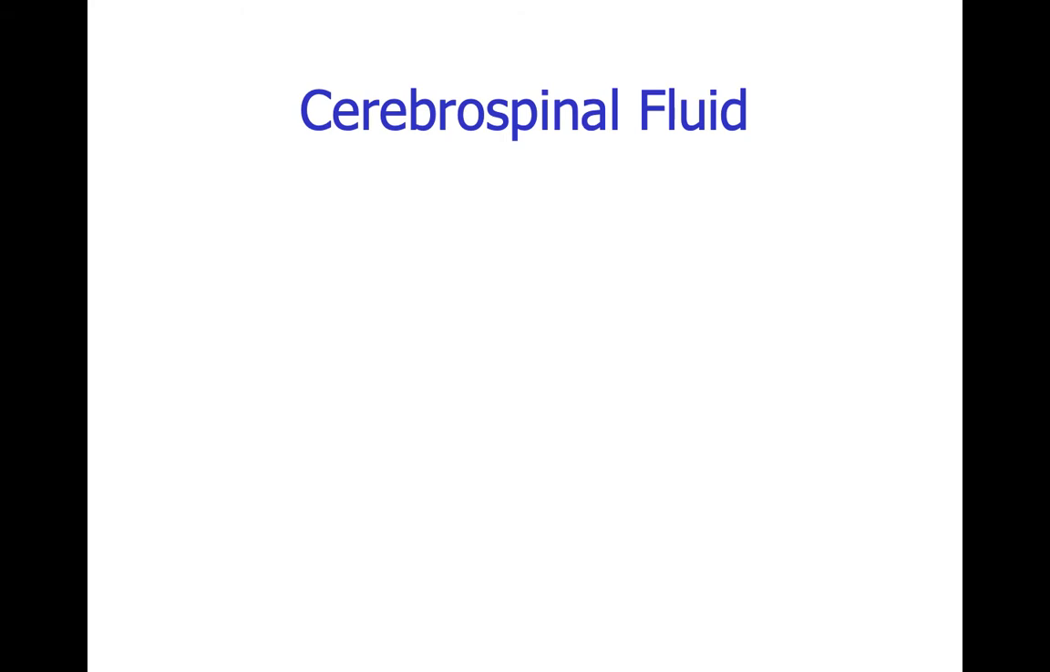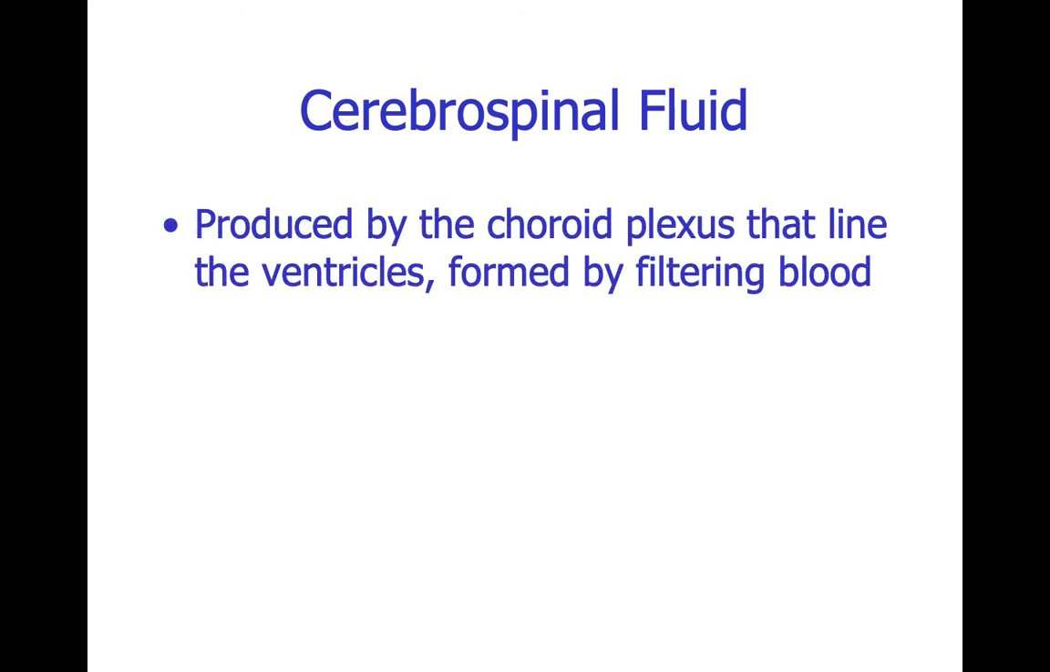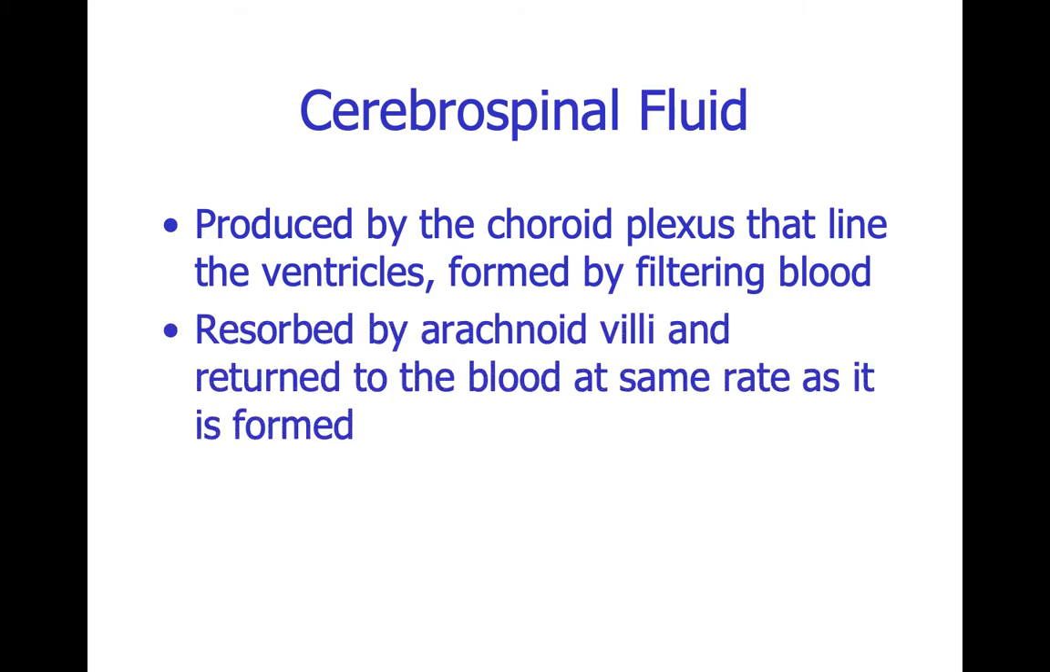We keep mentioning this cerebrospinal fluid. Well, where does it come from? It's produced by specialized areas within the brain called the choroid plexus, or the choroid plexi, right, if there's more than one, that line the ventricles, and it's formed by filtering blood. It's going to keep any cellular material out of the cerebrospinal fluid. It's very much a watery solution of ions, glucose, right, all the kinds of things that the cells of the brain, the neurons, are going to need. And we get that by filtering the blood.